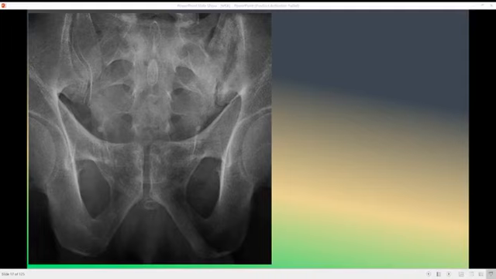What do you think? Left sacroiliitis, okay. We have some answers. Left sacroiliitis, Dr. Kamal. Very good, Dr. Kamal. Okay, here we have left sacroiliitis. Unilateral sacroiliitis, you should rule out infection. And we move to the next case.